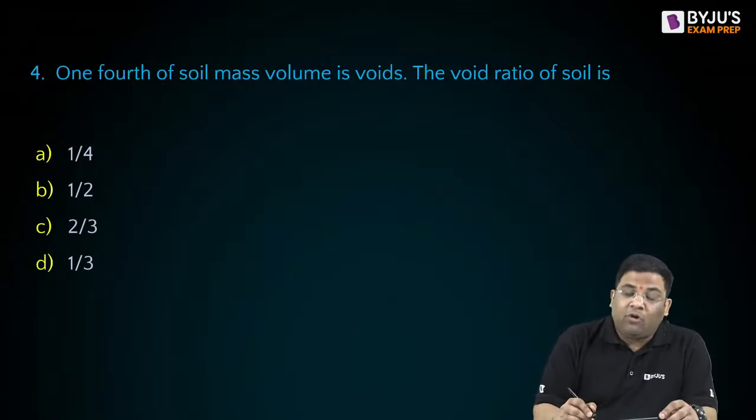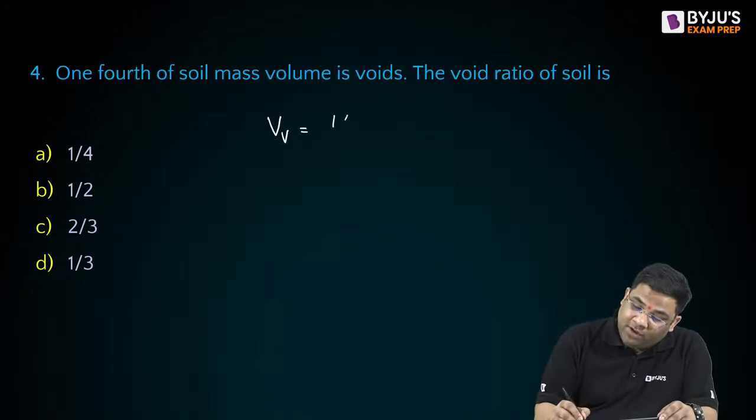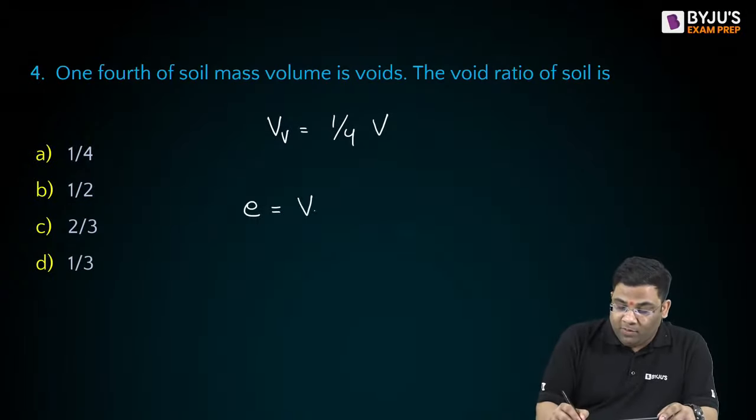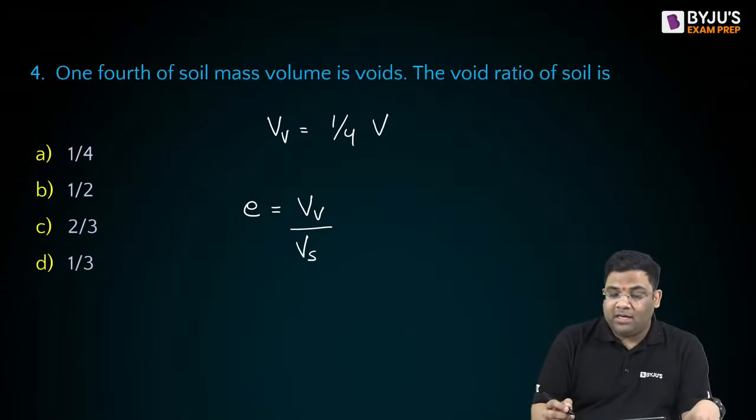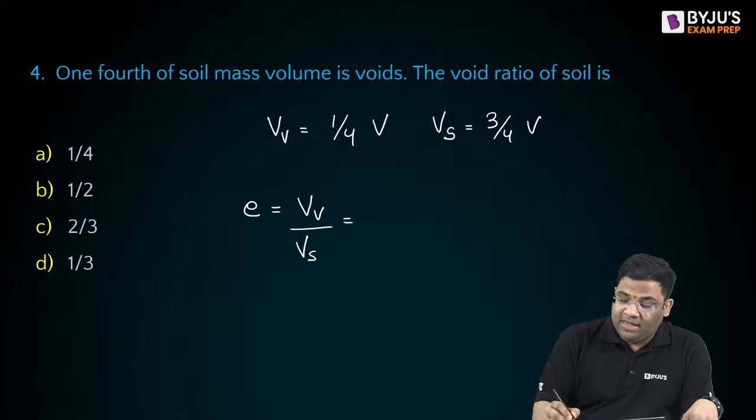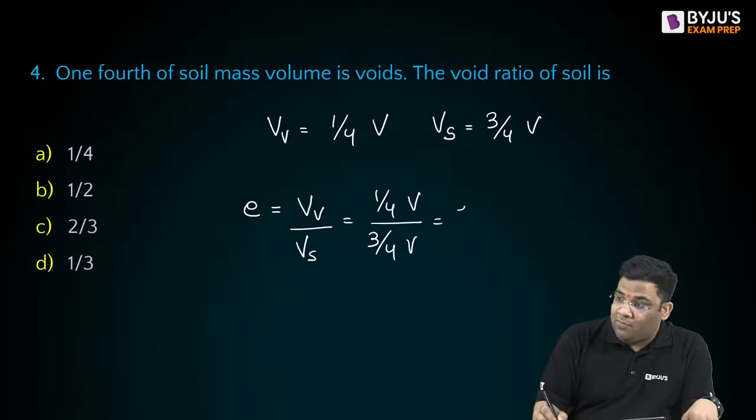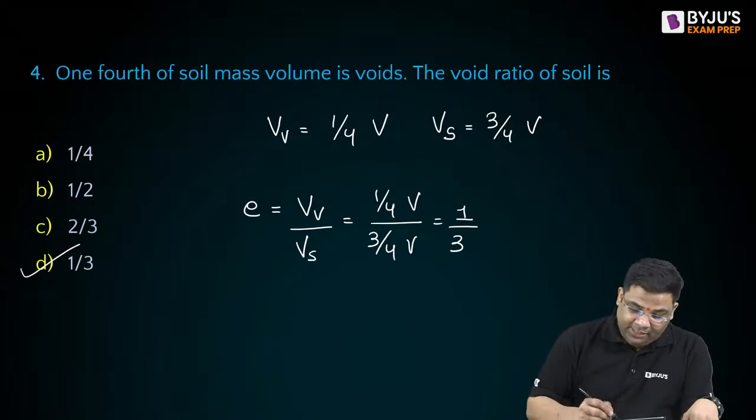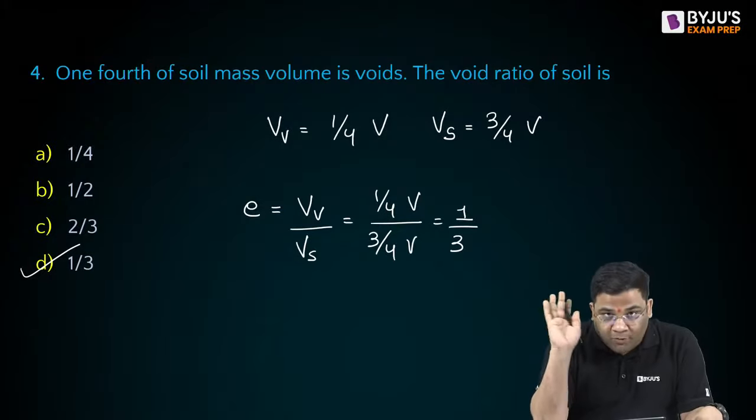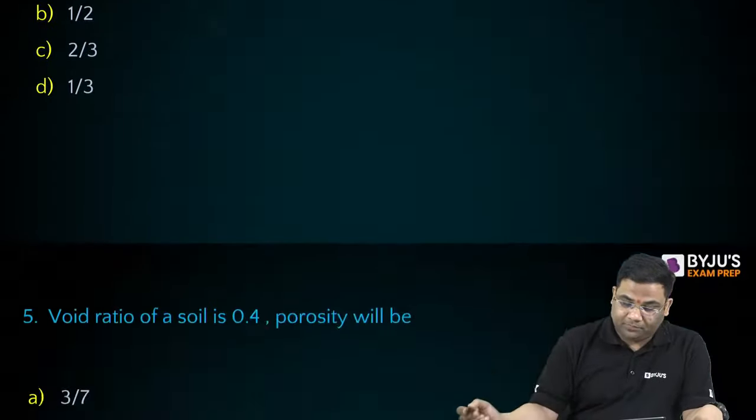What is written? One-fourth of the volume is void. That means the volume of voids is equal to 1/4 of the total volume. Now what is void ratio? Void ratio is the volume of voids by the volume of solids. Now see, if the volume of voids is 1/4, the volume of solids will be the remaining 3/4. So I can write 1/4 of the total volume divided by 3/4 of the total volume, that is equal to 1/3, that is answer D. You see, all these questions can be solved by just knowing the basic definitions and formulas. Let us solve another question.